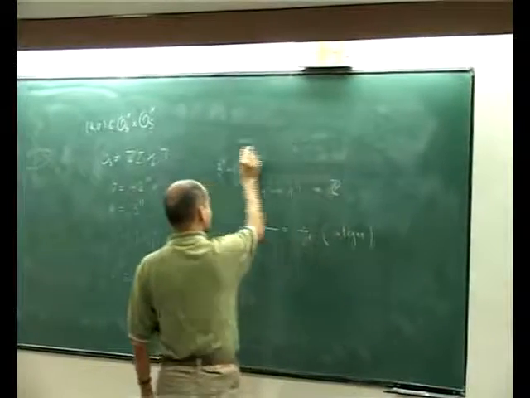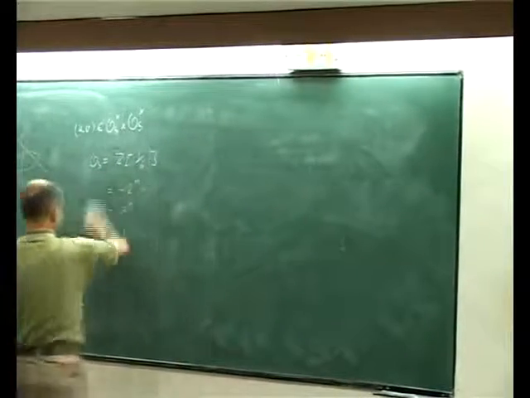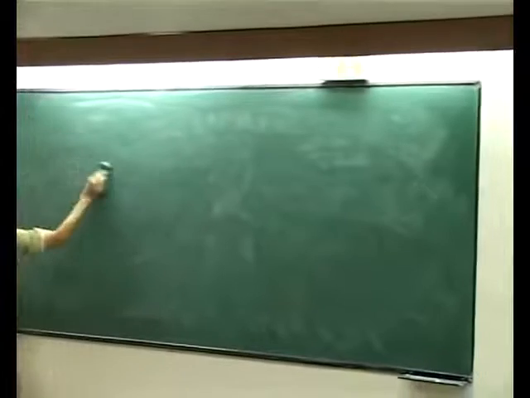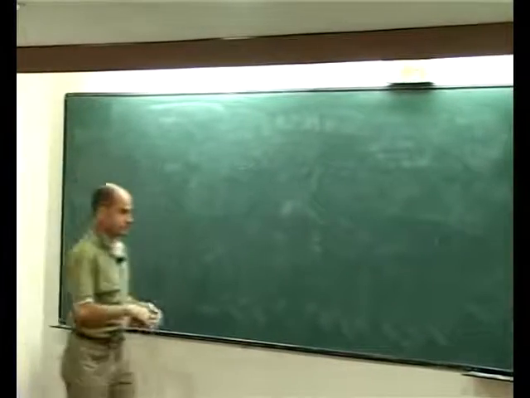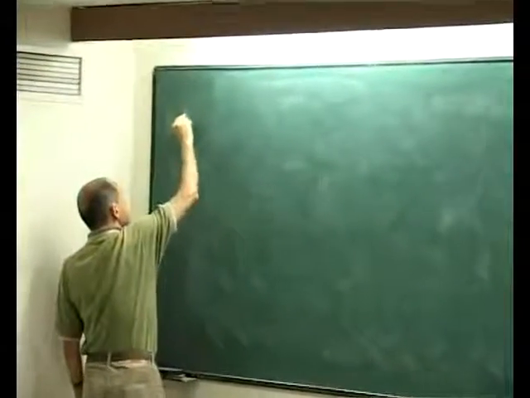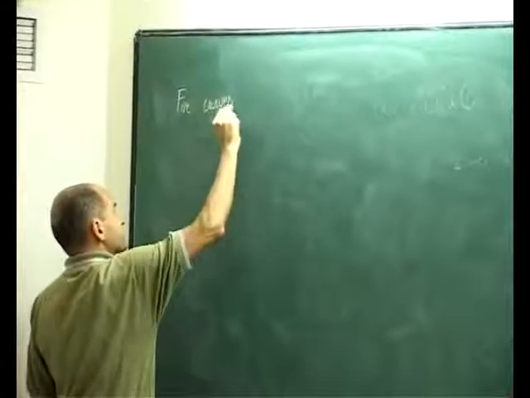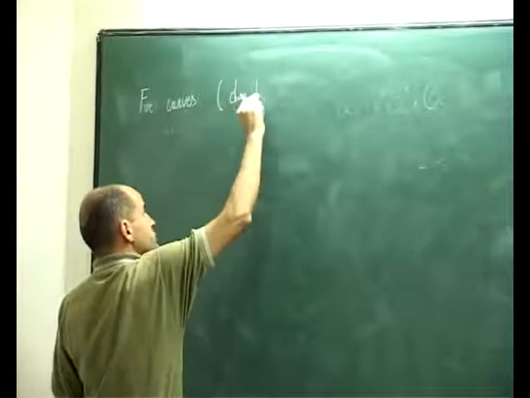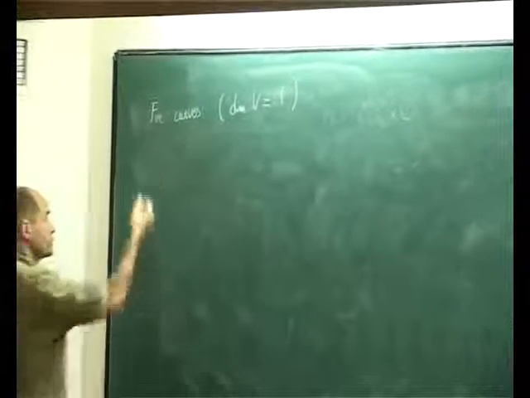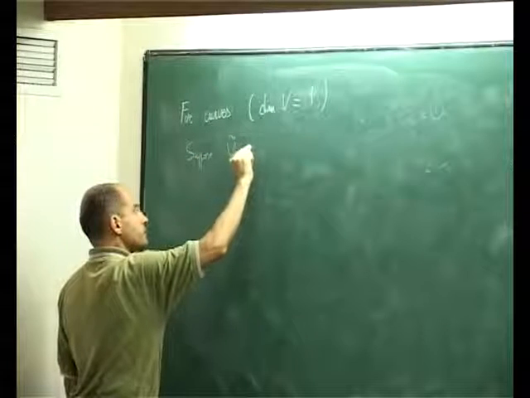Now I'll give results. Curves. Dimension of B equals 1. The following situation: we are supposed to simplify, so that B tilde is smooth.